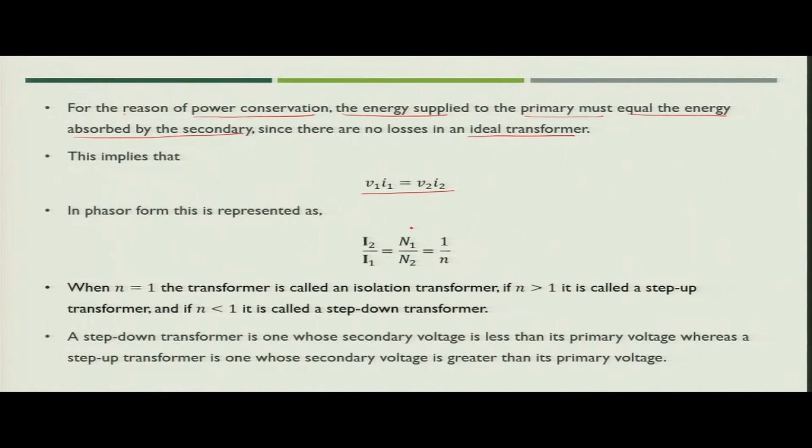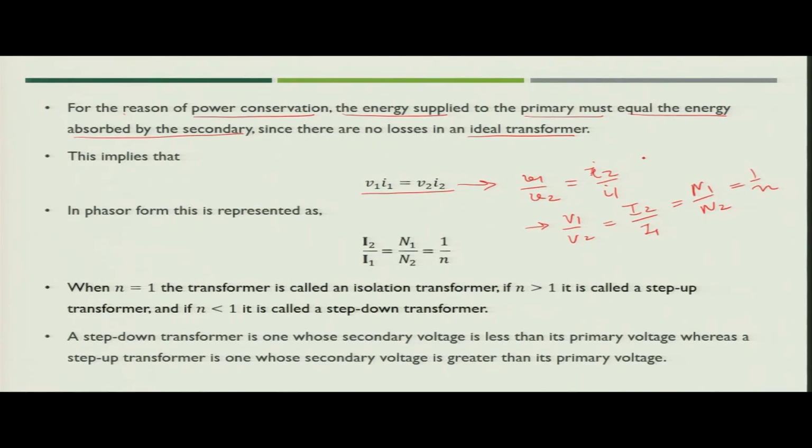So, what can we write now? If you write V1 upon V2, it will be nothing but I2 upon I1. If you write it in the phasor form, V1 upon V2 is equal to I2 upon I1. V2 upon V1 we have just now found, that is equal to N2 by N1, which is nothing but equal to 1 by N.